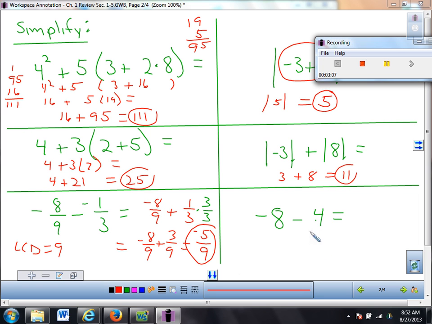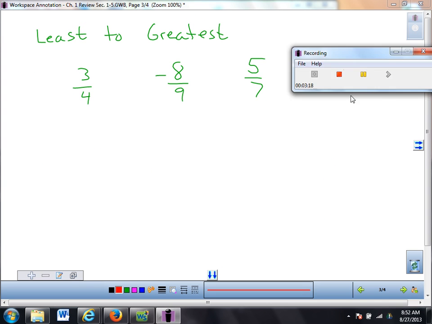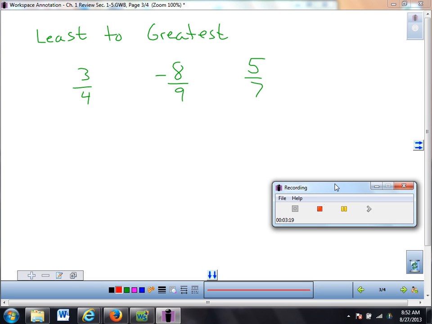Now on this one, again, anytime there's a subtraction, I'm going to change it to addition. I'm now adding 2 numbers with the same sign. I keep the sign and add the numbers. Okay, write down this problem. Pause my video, answer it on your own, and then come back.